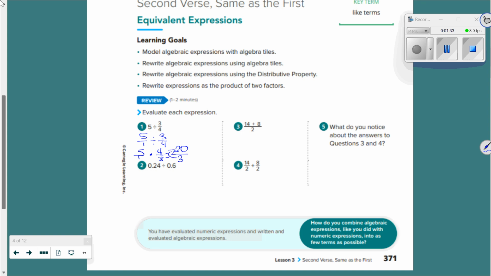How many times will 3 go into 20? With how many left over? 2 thirds. Any questions?